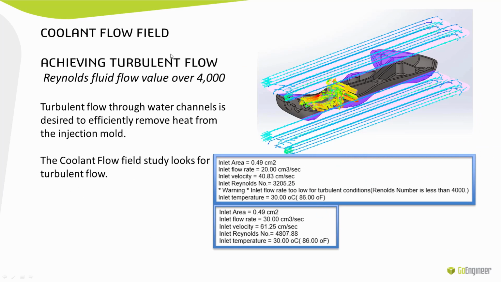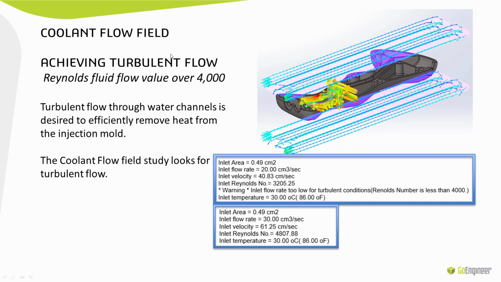One of the reasons why I use this is it actually helps me achieve the turbulent flow within my water lines. So the Reynolds number is what the flow rate is of the liquid through the tubes. So the system is looking for a fluid flow rate over 4,000 Reynolds numbers. So that would indicate that for water it is turbulent flow. So a turbulent flow through water channels is going to be your most efficient way to remove heat from an injection mold. And the cooling study within the coolant flow field looks for and solves for the turbulent flow.